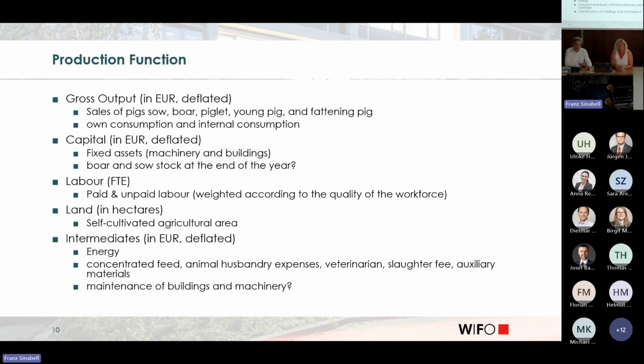But yes, we know how many paid and unpaid labor hours are used to produce the output. Well, not hours, but full-time equivalents. So, of course, if you have a farm with one farmer, but the farmer is not specifically educated for farming, for any agricultural process, we would, for example, have a rate of 0.75 of full-time equivalents.